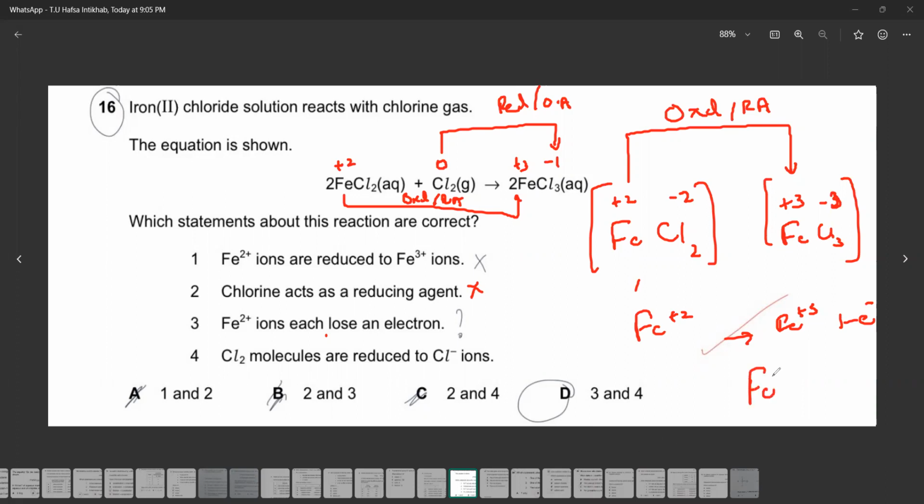If it was losing 2 electrons, then the iron 2 will turn into iron 4. If it was losing 3 electrons, then iron 2 will turn into iron 5. So iron 2 ions lose an electron. That is correct. And chlorine molecules are reduced to form a chloride ion. That is also correct. That's why D is the right answer. Option 3 and 4 statements are correct. Is it clear, this one?